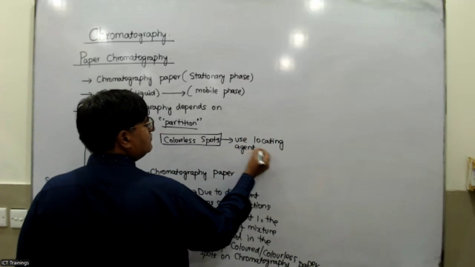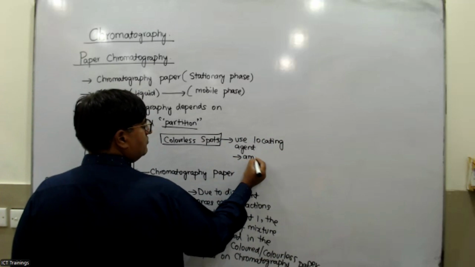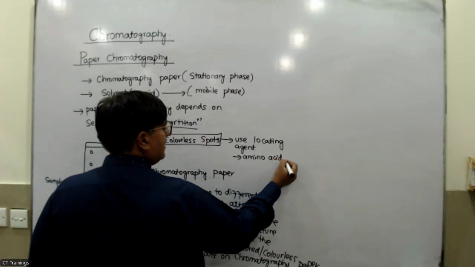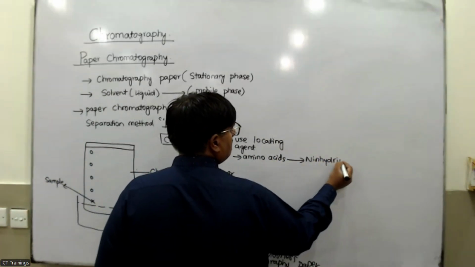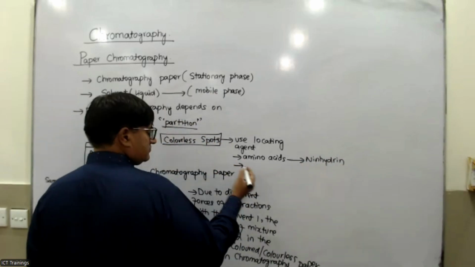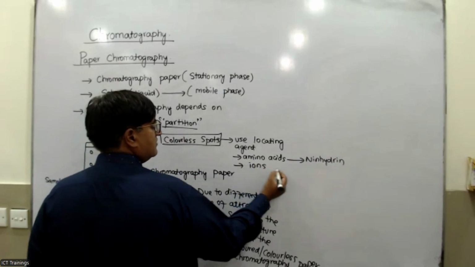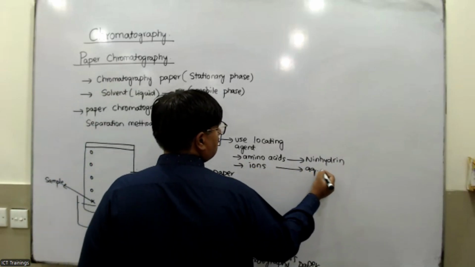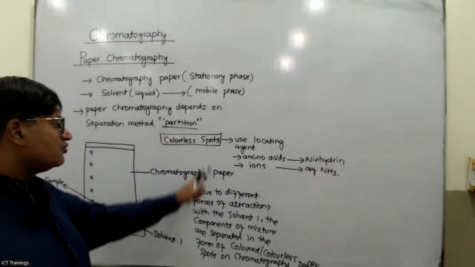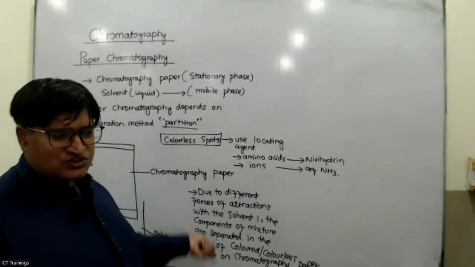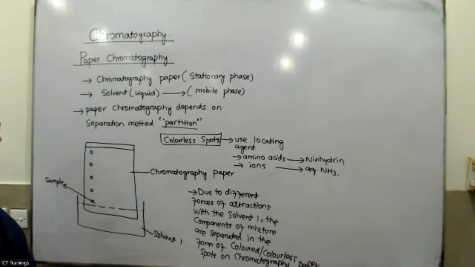And we use two locating agents. If we have an amino acids mixture, for amino acids we use ninhydrin. And for ions we use aqueous ammonia. So these two are the locating agents if the spots are colorless. If the spots are colored, they are visible. And then you can find out the Rf value.